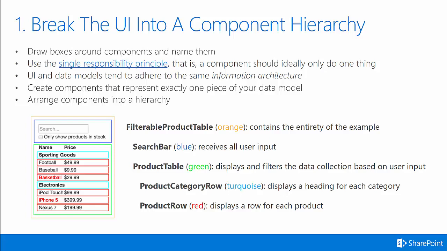If you look at product table, you'll see that the table header containing the name and price labels isn't its own component. This is a matter of personal preference, and there's an argument to be made either way. For this example, we left it as part of the product table because it's part of the rendering of the data collection, which is the product table's responsibility. However, if this header grows to be complex, for example, if we were to add affordances for sorting, it would certainly make sense to make it its own product table header component.